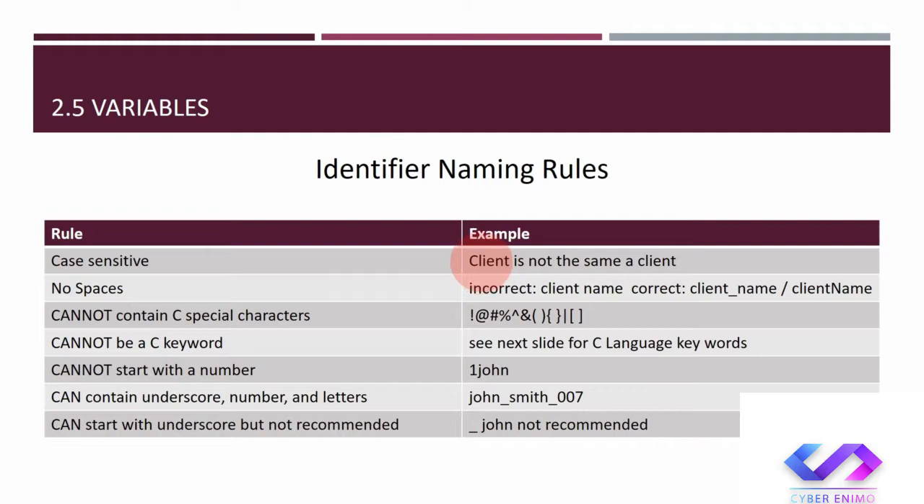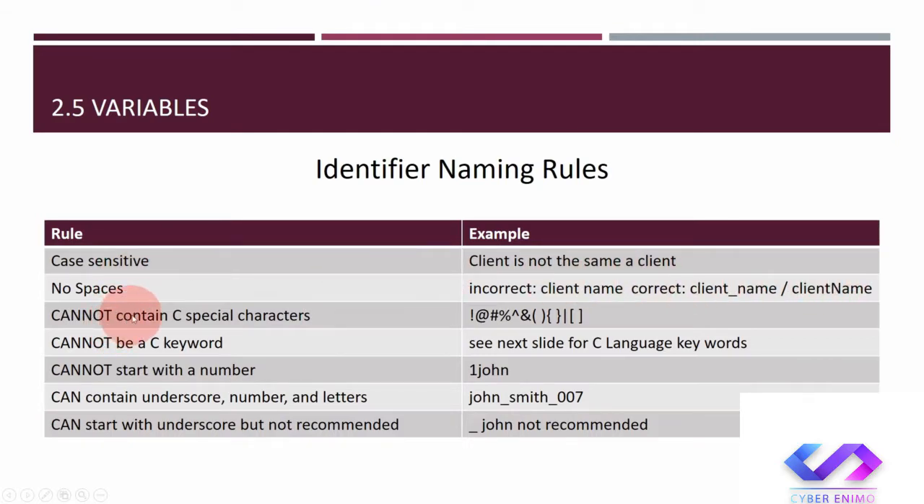For example, client with capital C, a variable name, is not the same as the variable name client with a small c. They are two different variables. Next, no spaces. So you can't have spaces in variable names. If you want to create a variable name called client name, it is incorrect to do this, client space name. The correct way would be client underscore name or clientname, one word.